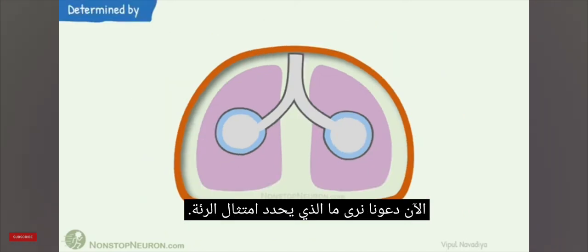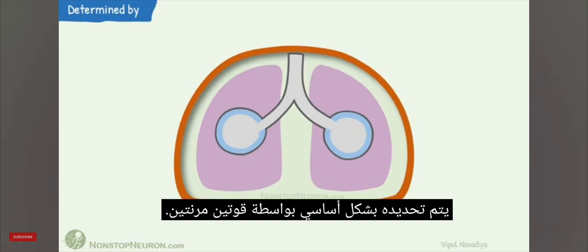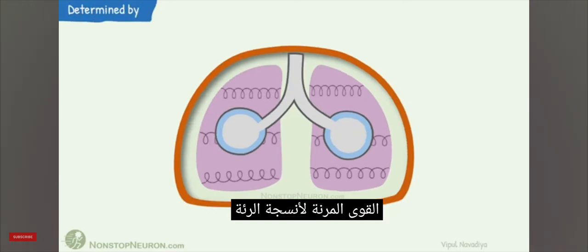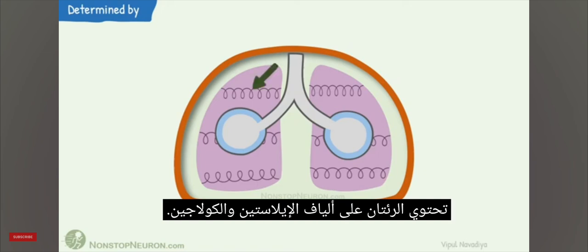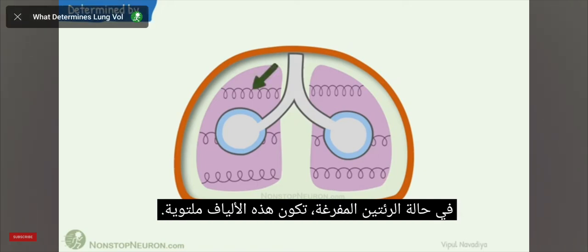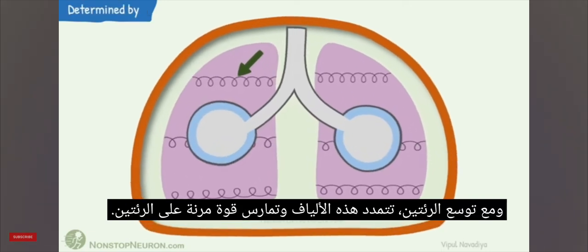Now let's see what determines lung compliance. It is determined mainly by two elastic forces. Elastic forces of lung tissues and elastic force caused by surface tension of fluid that lines the airways. Lungs have elastin and collagen fibers. In deflated state of lungs, these fibers are kinked. As the lungs expand, these fibers get stretched and exert elastic force on the lungs.